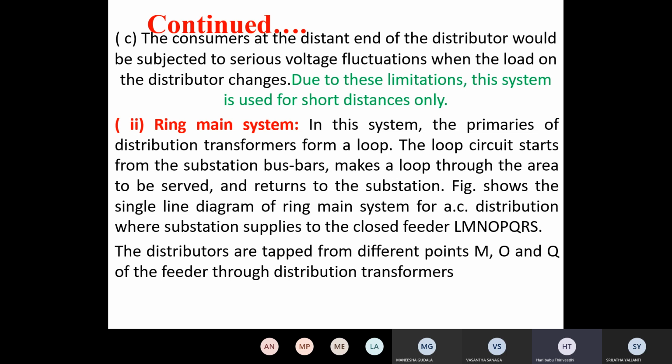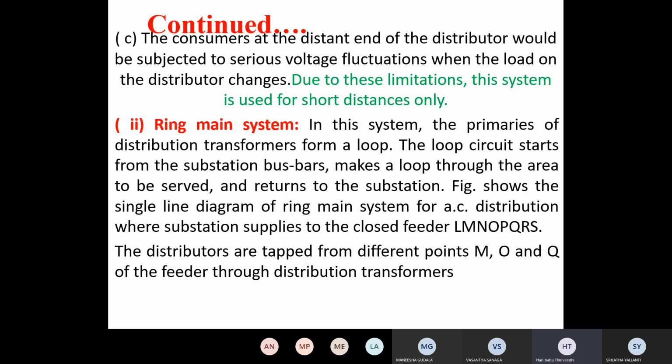Heavily loaded at the end of the distributor, consumers depending on a single feeder and single distributor, and voltage fluctuations. Because of these disadvantages, the radial system is utilized only in rural areas till now. After 10 to 20 years, maybe all of India may be converted from radial to ring main or interconnected systems. So that is the radial system.